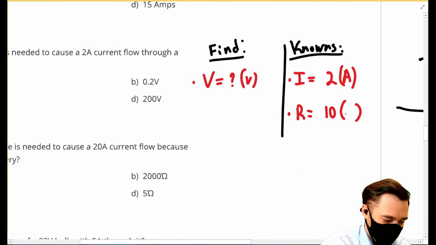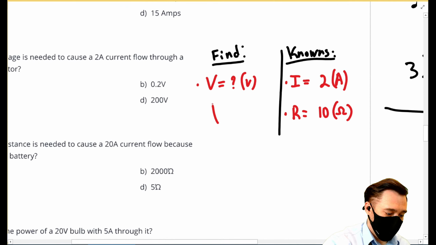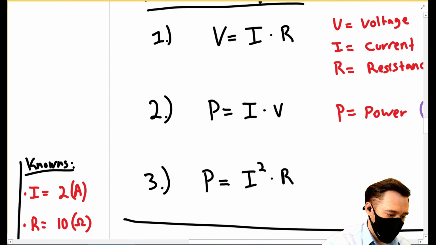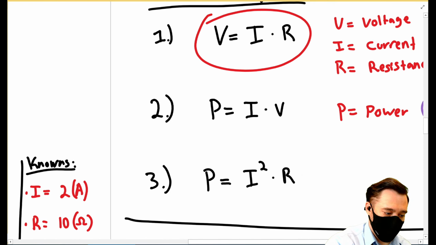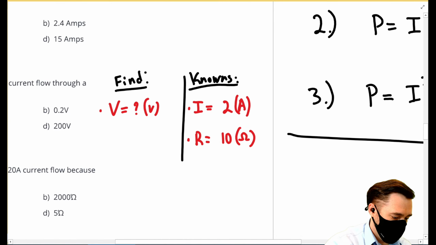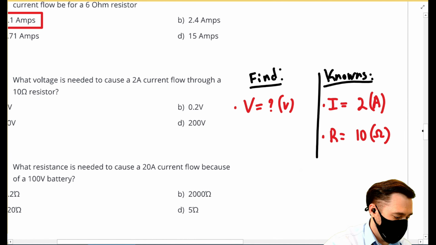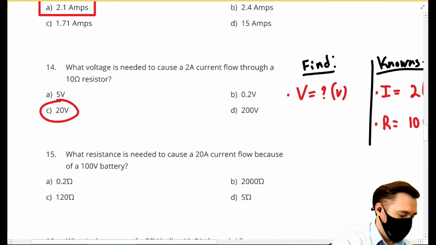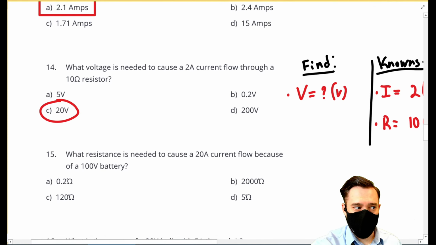Sometimes my omegas look weird. I don't like how those are looking. There we go. All right. So I need to find V, and I have I and R. So if I look at my equations, well, look at that. V equals I times R. All right. So 2 times 10, and I get 20. Easy peasy.